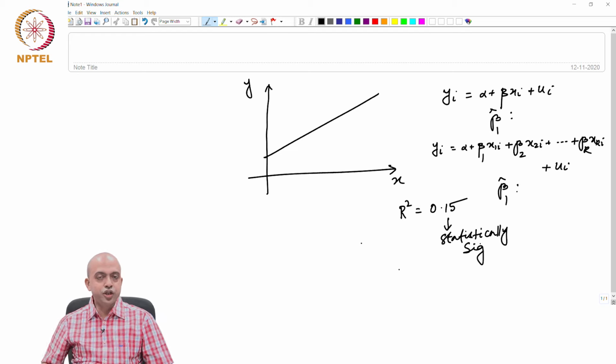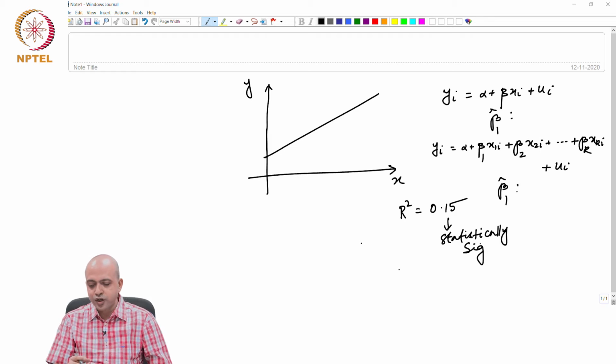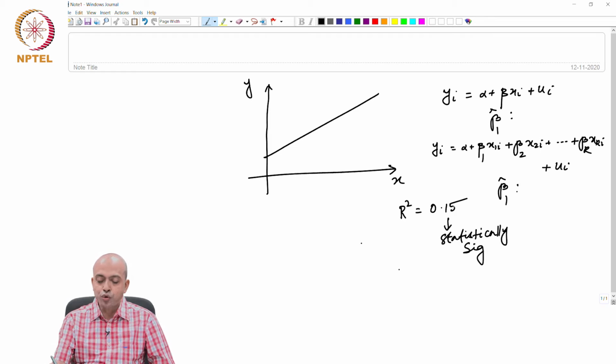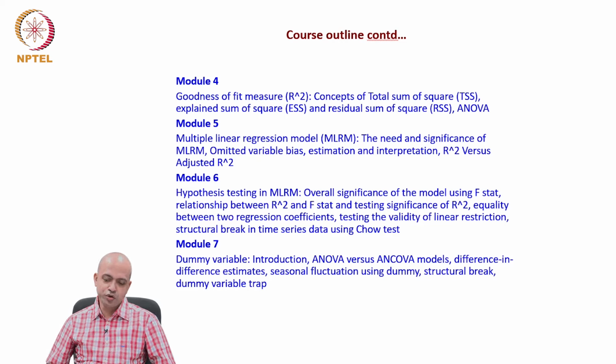And that particular relationship between F and R square will not only help us understand or estimate the overall significance of the model, but also we will know whether a particular value of R square is statistically significant or not. So, that is what we are going to learn here after deriving the important relationship between F and R square.